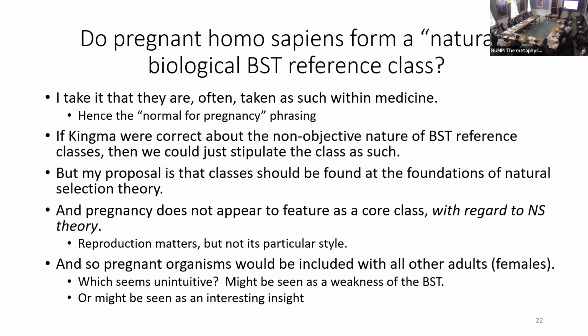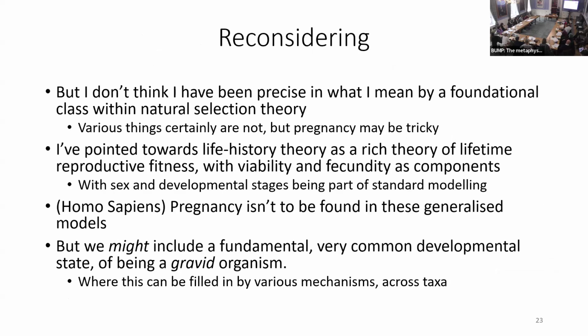I think that would be an unintuitive judgment, that the right reference class would be to lump together according to sex, but not according to pregnancy status. That might then be seen as, okay, if I've defended the BST against the reference class problem, I've just highlighted a weakness in the BST and made it more clear that it's giving the wrong judgment. Or you might think it's just an interesting insight that the BST gives you. So just having one second thought on that, and then I'll finish.